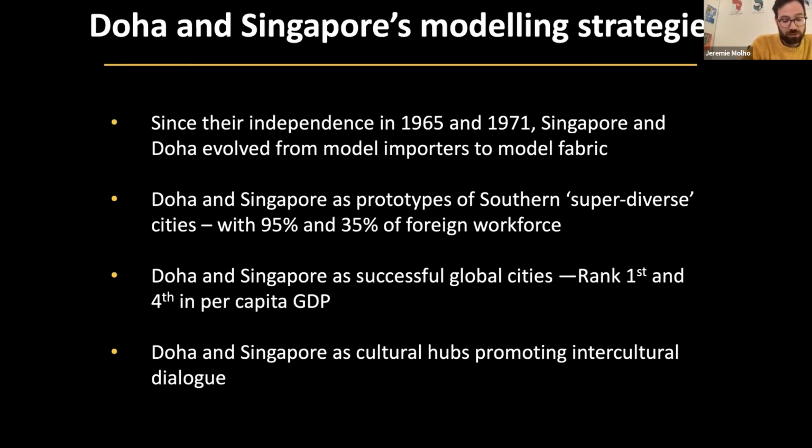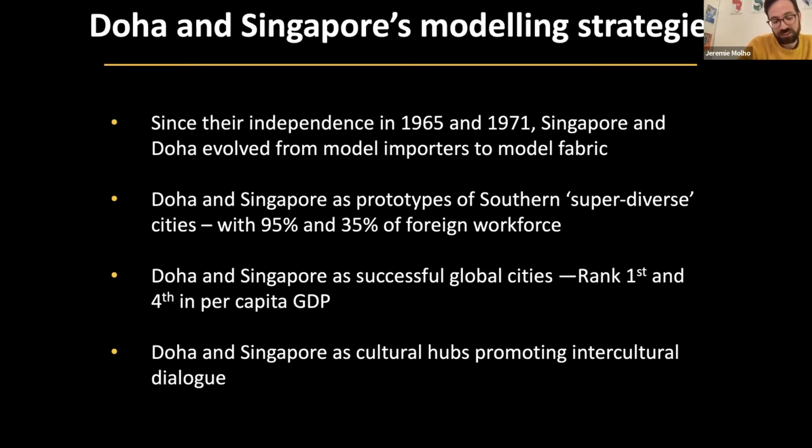Three factors create a sense of urban antecedents for the cities' diversity governance model. First, both cities, due to their long history as trading hubs and their status as magnets of various migration flows, constitute highly diverse cities. Foreign nationals represent respectively 95% and 35% of the workforce in Doha and Singapore. And the official narratives in both cities frame their high-level integration into global flows as part of their identity.